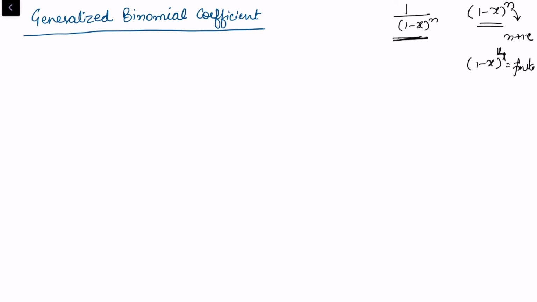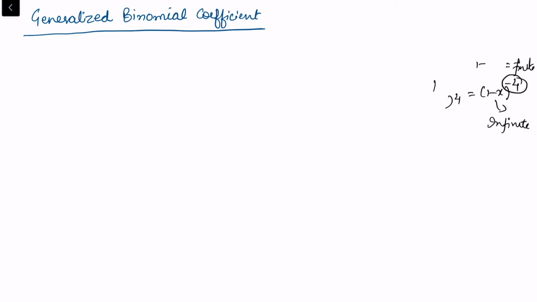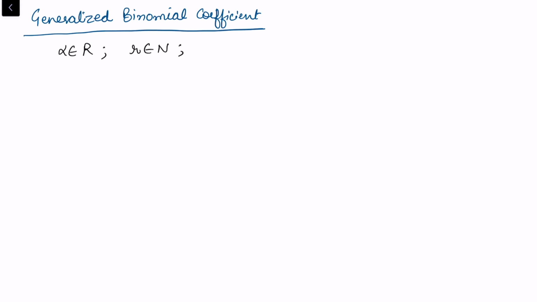But if I have some term in the denominator, say for example I have a 4, and in the numerator it will go 1 minus x to the power minus 4. This is going to give me an infinite number of terms. So by looking at whether n is positive or negative, to calculate this quantity in general, let me define the binomial coefficient, which is the generalized binomial coefficient. For this I'll take alpha belongs to the reals and r belongs to the set of natural numbers. So we define the generalized binomial coefficient.